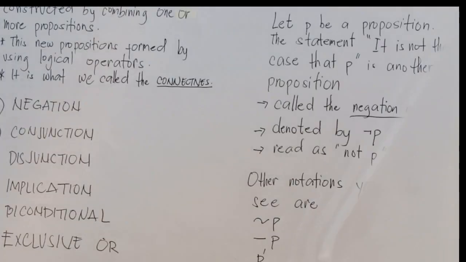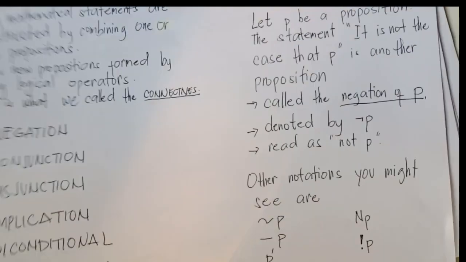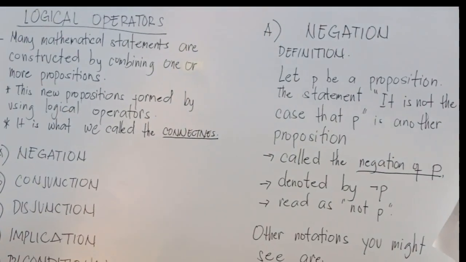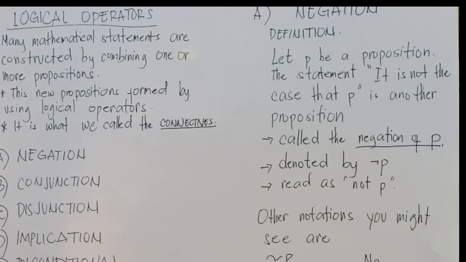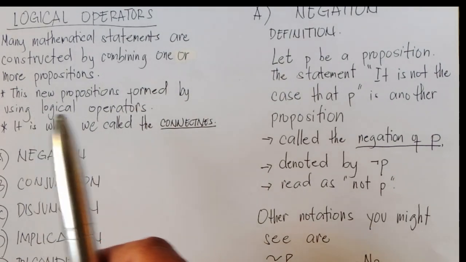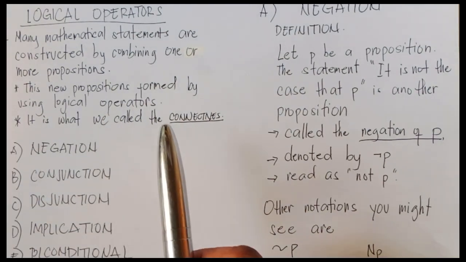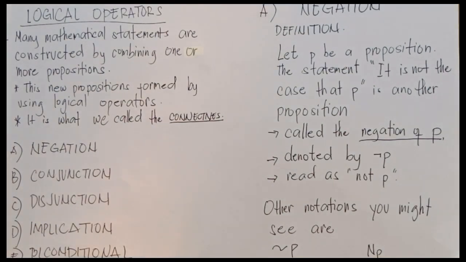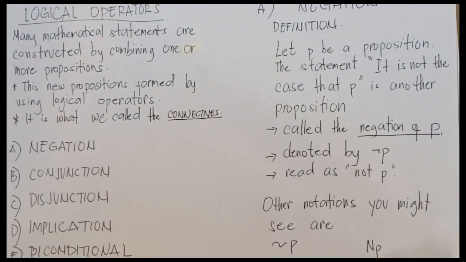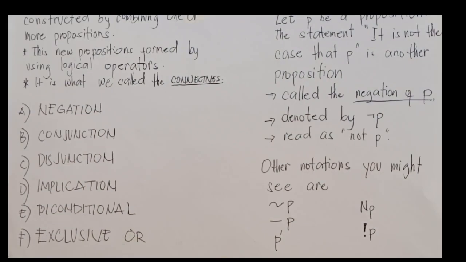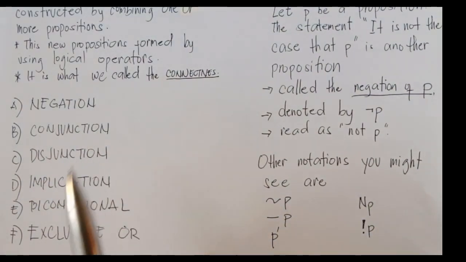So to start with, we will be discussing the logical operators. Many mathematical statements are constructed by combining one or more propositions. These new propositions are formed by using logical operators, and they are what we call the connectives. We will be discussing some of the connectives: negation, conjunction, disjunction, implication, biconditional, and exclusive or.